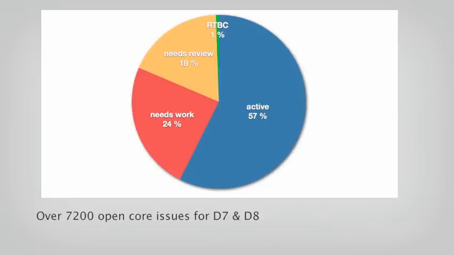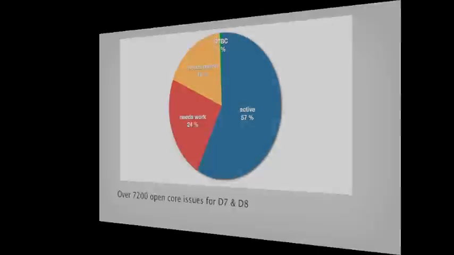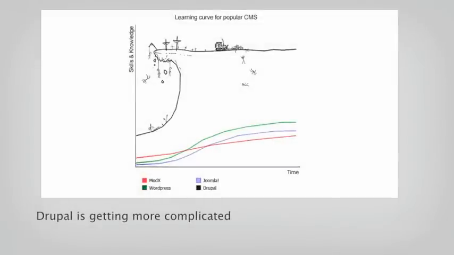There's a large chunk that still needs to be reviewed, and an even larger chunk that actually still needs work, but work has at least begun. And then there's 50% currently that are not getting anything done at all. These are just open, active issues that don't have any patches to correct the problem or to add the feature yet. At the same time, Drupal's getting a lot more complicated, and it's really hard to help with a project when you don't fully understand it or feel like you have a good enough grasp of what's happening in order to be able to help improve that.